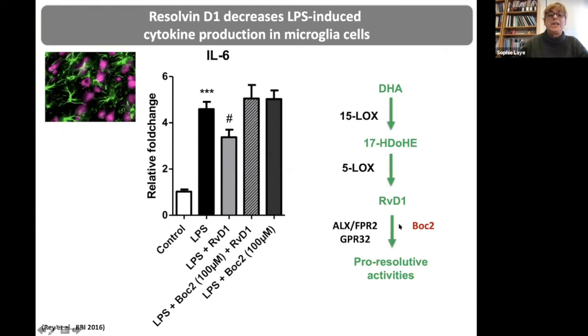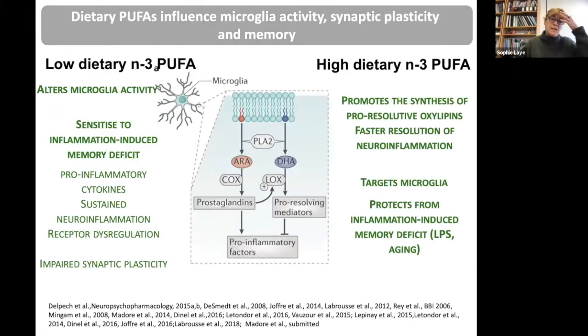And when we give resolvin D1, an anti-inflammatory oxylipin, this production is somewhat decreased. This anti-inflammatory effect of resolvin D1 is blocked by the administration of a specific inhibitor of the receptor of this oxylipin on microglia. So again, this suggests that microglia are really able to produce their own oxylipins and that there is a kind of loop of action to control the production of pro-inflammatory factors directly at this level.